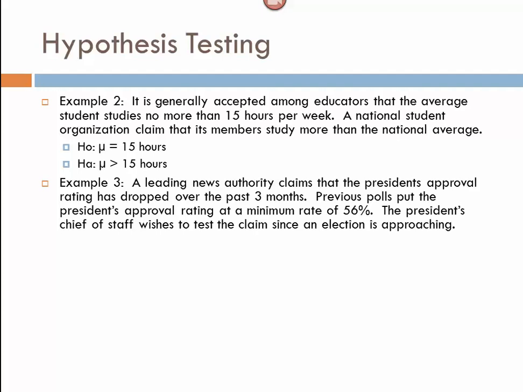And the claim is that the president's approval rating has dropped, and this is the claim the chief of staff wishes to test. And so our null is that P is equal to 0.56. I'm sorry, I think I said the alternative. The alternative is that it's less than 0.56. So sometimes we are going to be testing means, as we saw in the first one, and sometimes we're going to be testing proportions. We're testing proportions if we're talking about percentages, fractions, or decimal values.